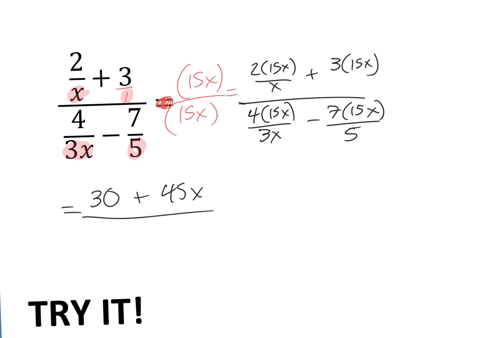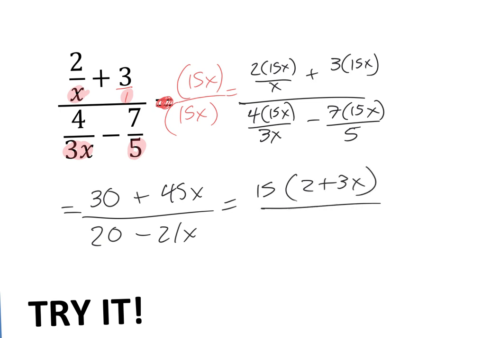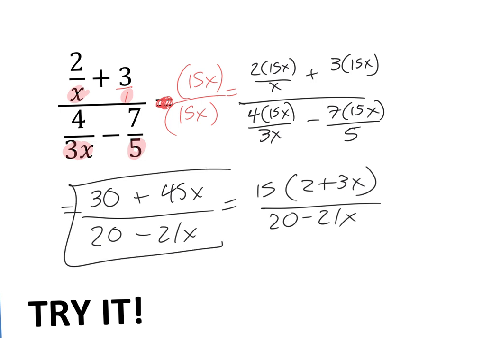On the bottom, these x's cancel out, and you could take a 3 out of both of these, leaving you with just a 5. 5 times 4 is 20, minus... Here we can take a 5 out of both of these, leaving you with a 3x. 7 times 3x is 21, so minus 21x. And really, you're pretty much done. Now, you could factor the top. You could factor a 15 out, and you'd be left with 2 plus 3x. But the problem with that is you cannot factor the bottom. So there's nothing that cancels out anyway. So either of these answers will suffice.